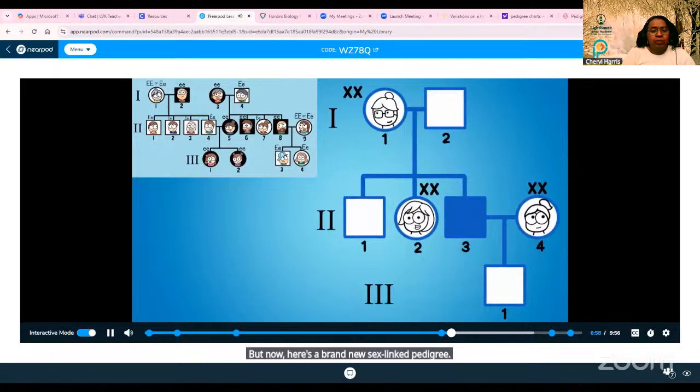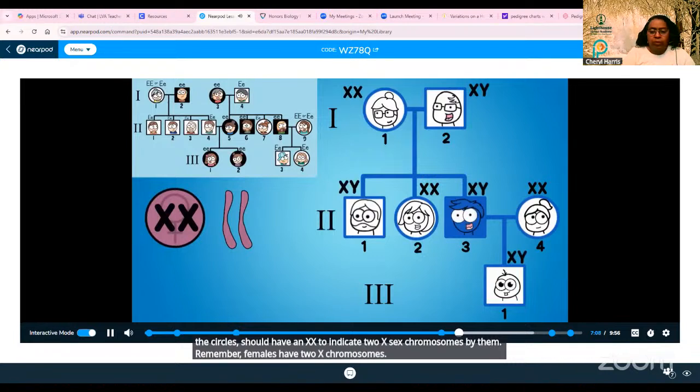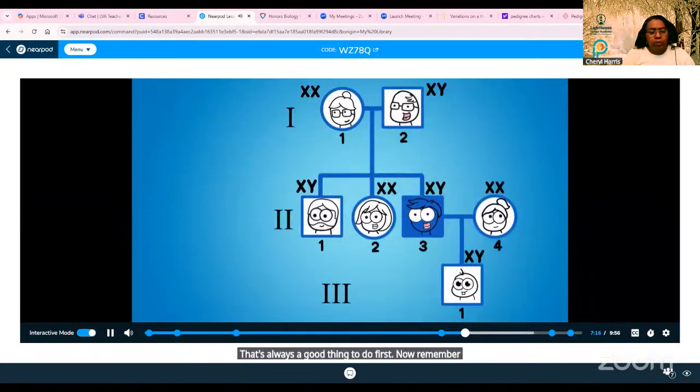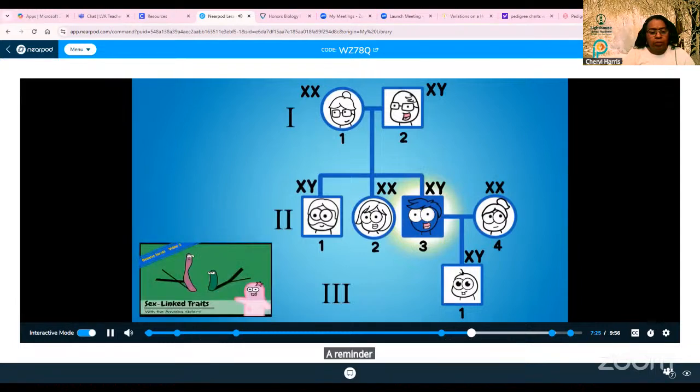First of all, the females, the circles, should have an XX to indicate two X sex chromosomes. Remember, females have two X chromosomes. Males should have an XY to indicate an X and a Y sex chromosome. That's always a good thing to do first. Now remember that we were told this pedigree is tracking sex-linked recessive traits, so the shaded one here has the sex-linked recessive trait.